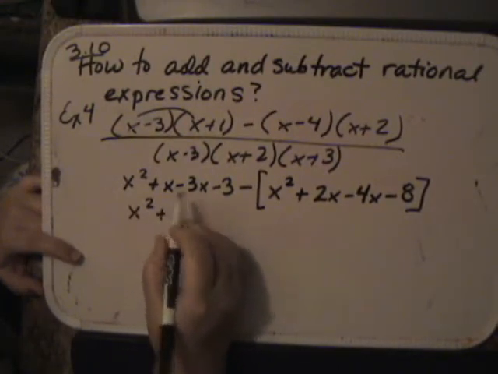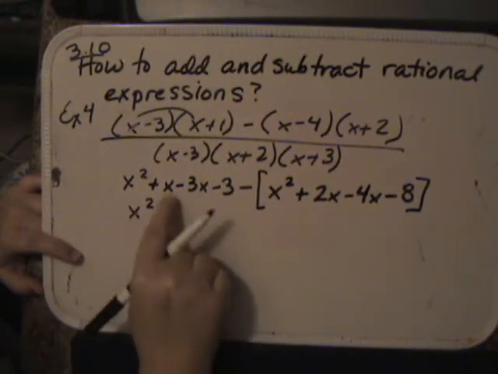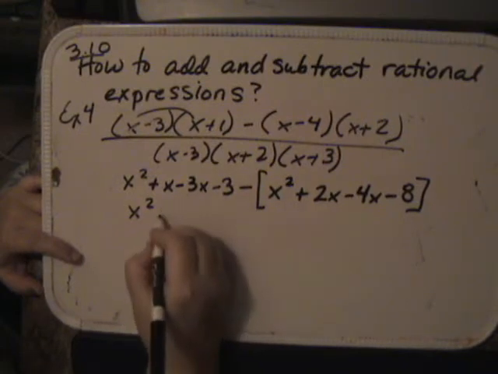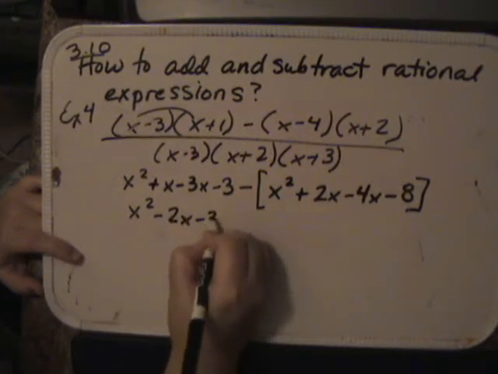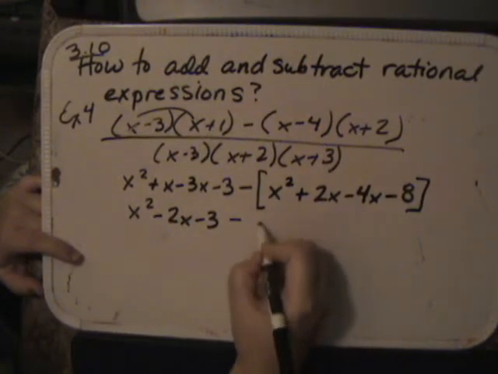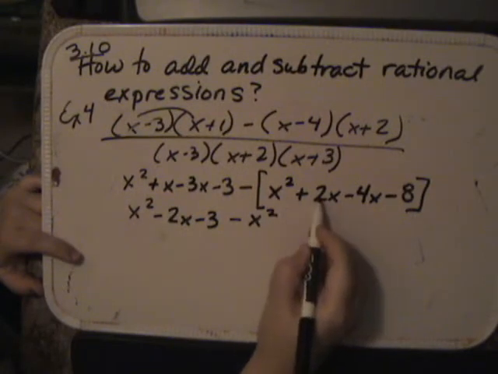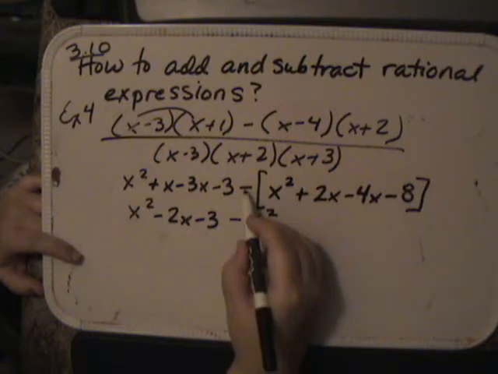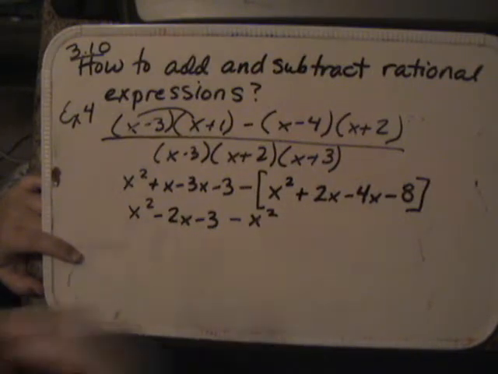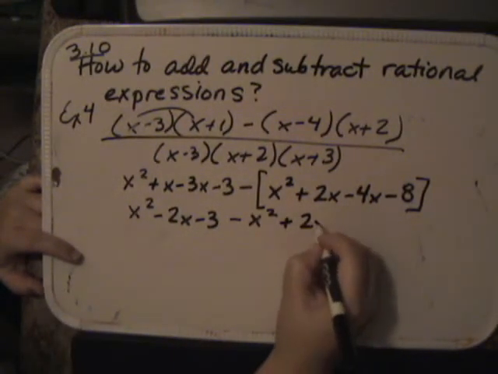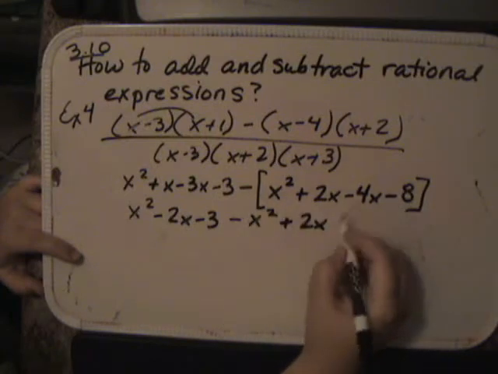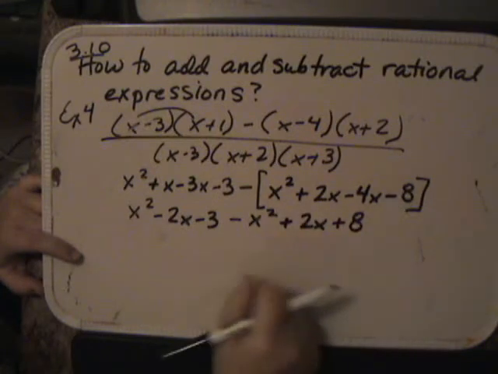Now, all this is minus, so I'm actually going to rewrite it: x squared, and I'm going to combine these while I'm at it. x minus 3x is minus 2x, minus 3. And then minus x squared. And then this is going to be a negative 2 and a positive 4 when that minus gets distributed. So that's actually going to be plus 2x. And the minus is going to become plus 8.